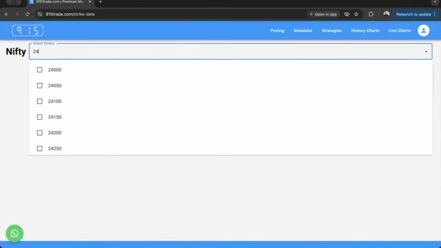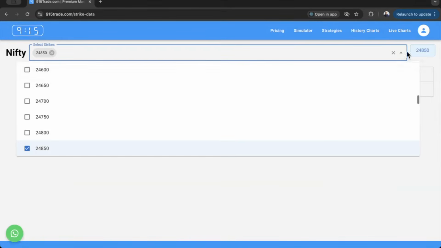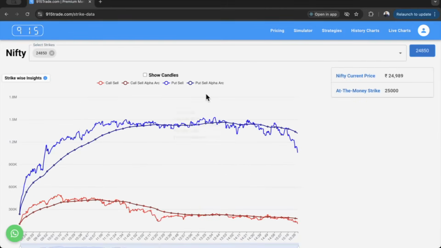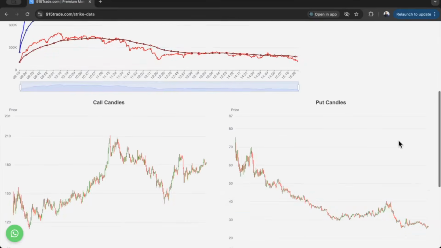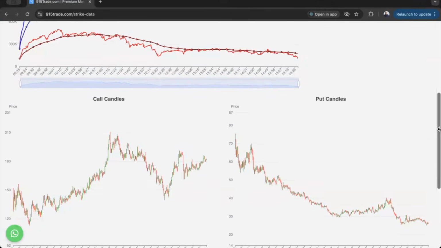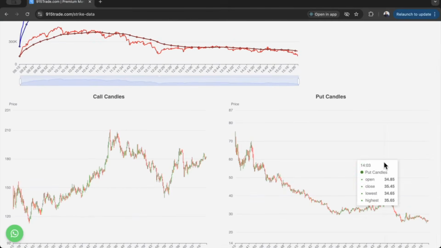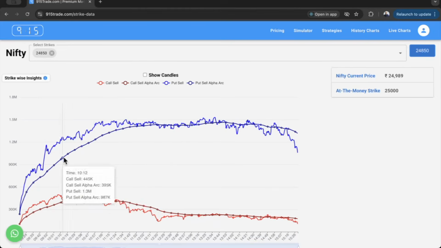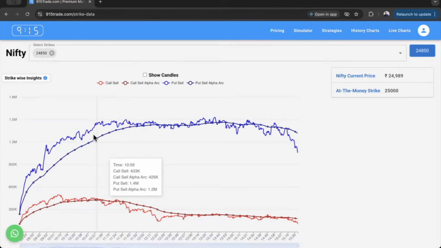Look at it here, 24,850. Okay, look at it here. It will do a live refresh of this chart. It will also bring live candles here. So you will see live call and put data. You will also see live call and put sellers' data and who is slowing down.